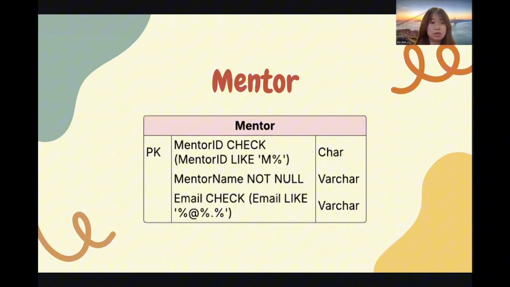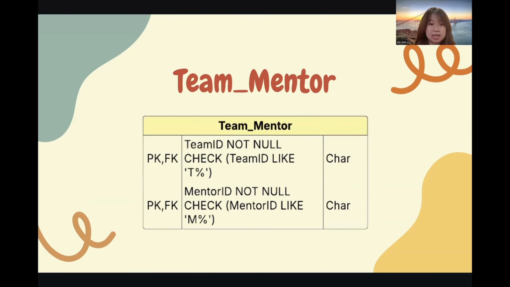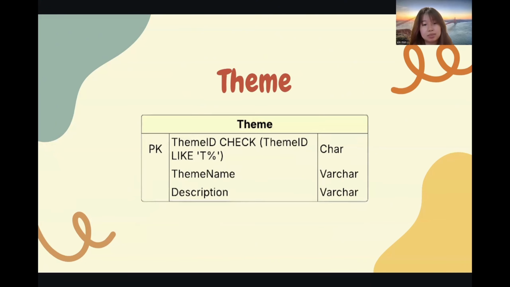The mentor entity stores information about the mentors available during the hackathon, including mentor ID, name, and email. Mentors support teams and are not part of the judging process. The PK is mentor ID. Team mentor is an associative entity that connects mentors to teams, and the composite primary key is team ID and mentor ID. The team entity represents the different teams in the hackathon. Each team has a team ID, name, and description, and the PK is team ID.